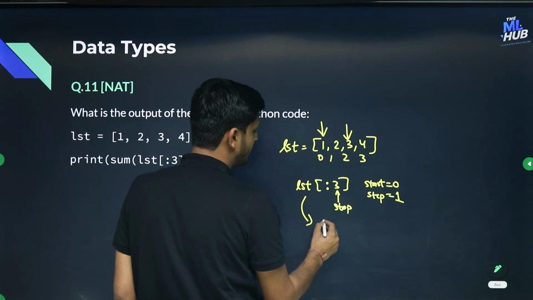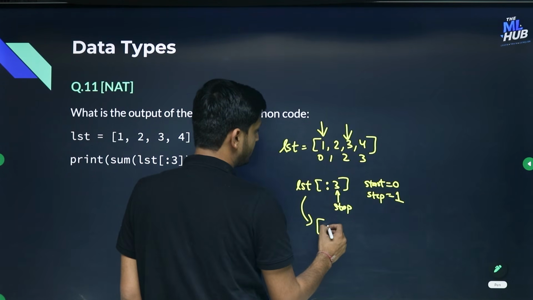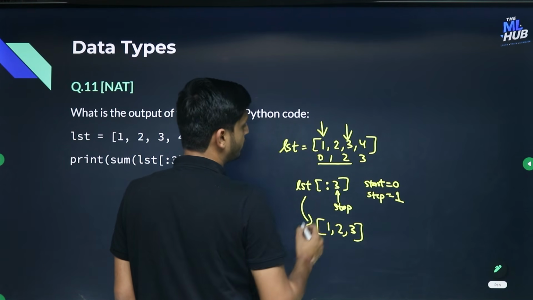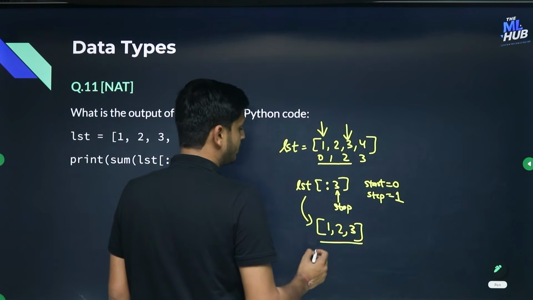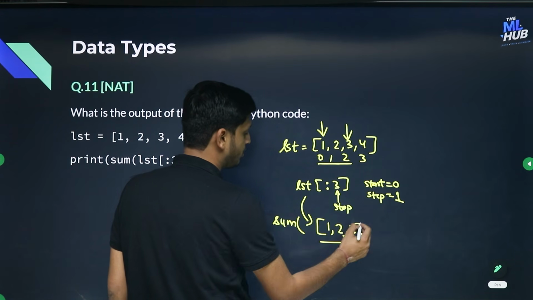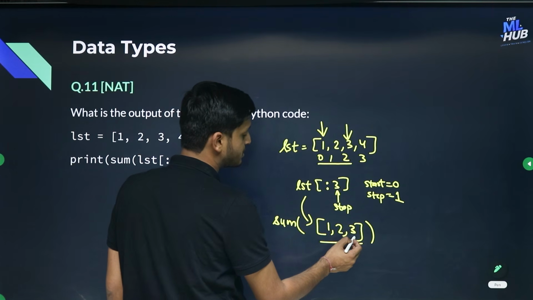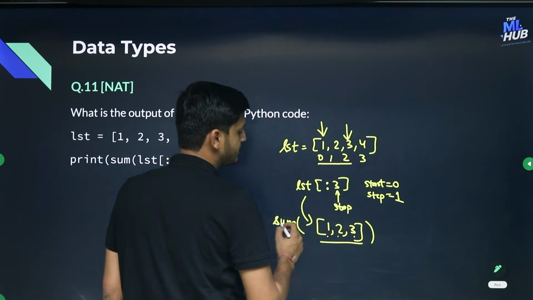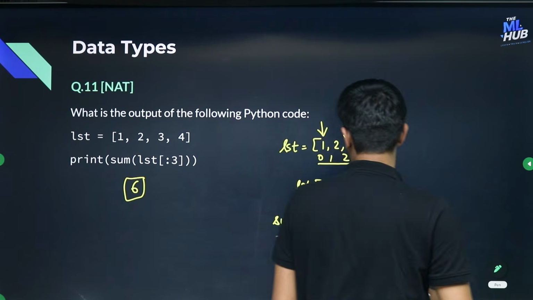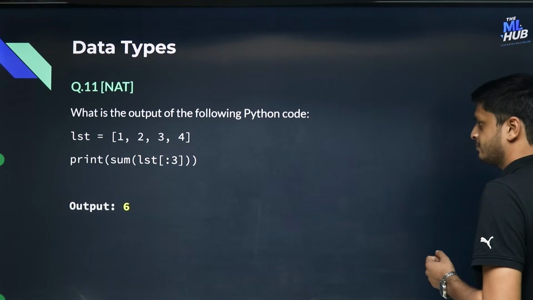So this will create another list. Slicing always creates another list, another structure. So here another list will contain 1, 2, 3 because we are taking elements from indices 0, 1 and 2. And now we are trying to print the sum of this list. You can actually use the sum function on a list, on a tuple or on a set. It will just calculate the sum of all elements, which is 3 plus 2 plus 1, which is 6. So the sum will be printed as 6. So the answer will be 6.